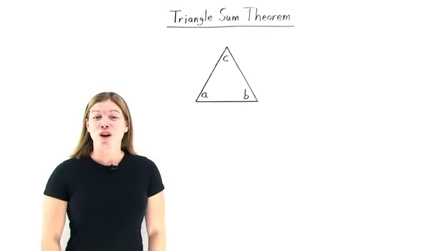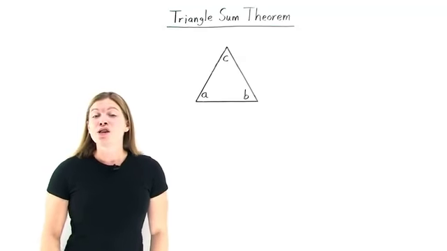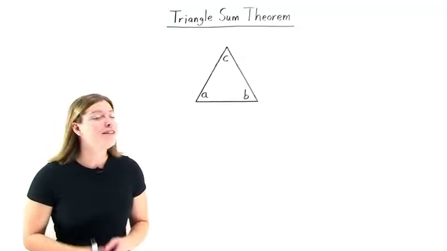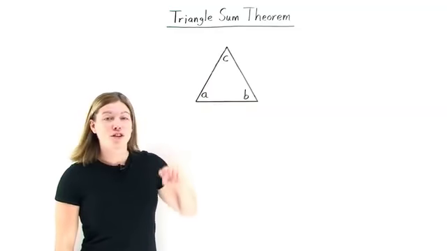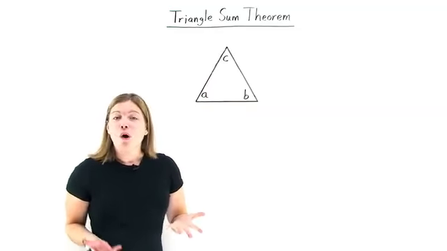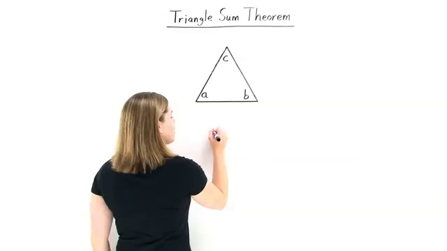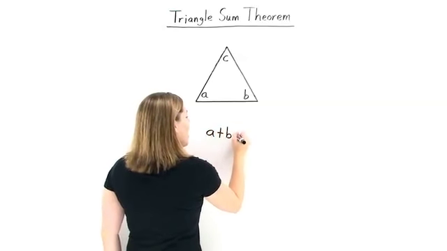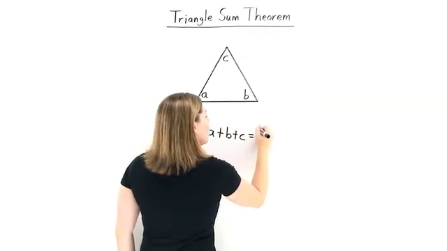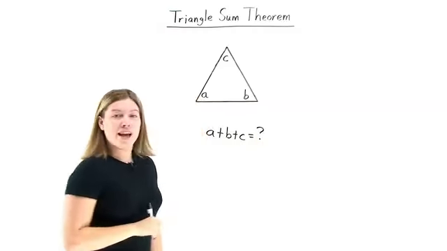Let's take a look at the triangle sum theorem. To do this, let's say that we want to find the sum of the interior angles of this triangle. So, we want to know if we take these three angles, A, B, and C, and add them together, what we would get.